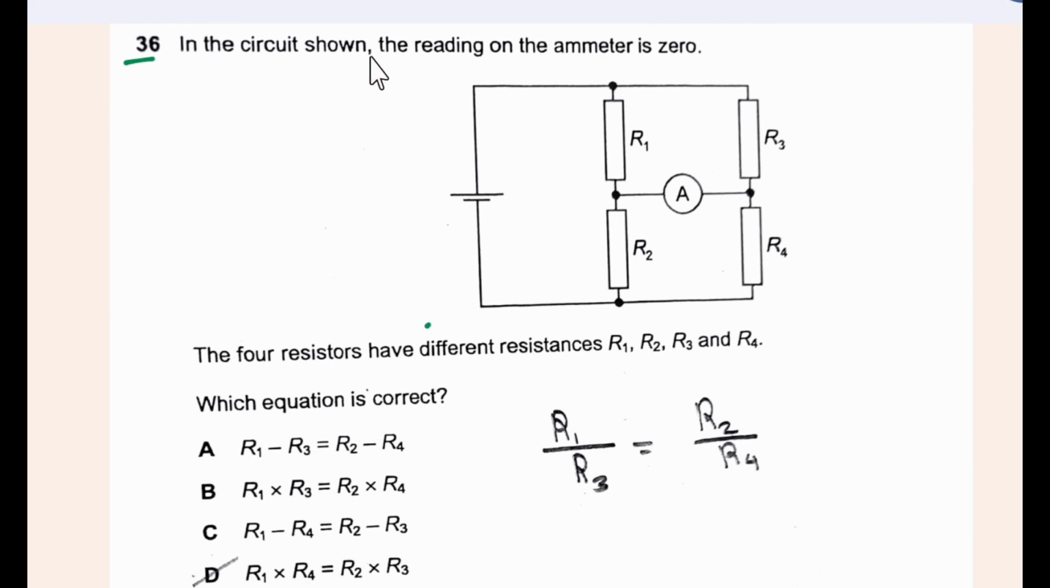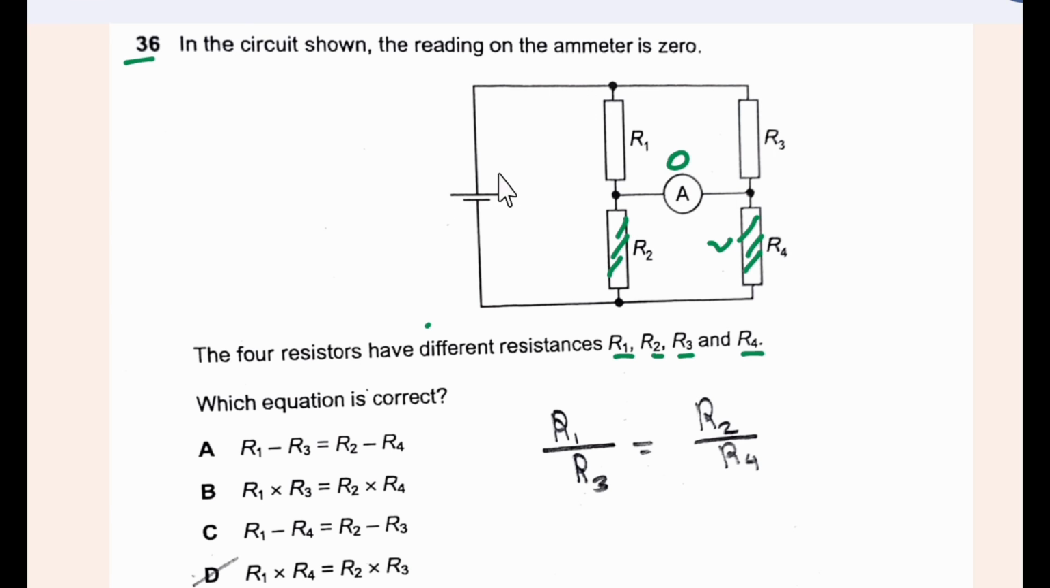36. In the circuit shown, the reading on the ammeter is 0. Four resistors have different resistances R1, R2, R3, R4. Which equation is correct? You should remember that since the ammeter reading is 0, the voltage in this resistor is the same as the voltage in this resistor, that is V. And since these two voltages are the same, the ammeter reading is 0.